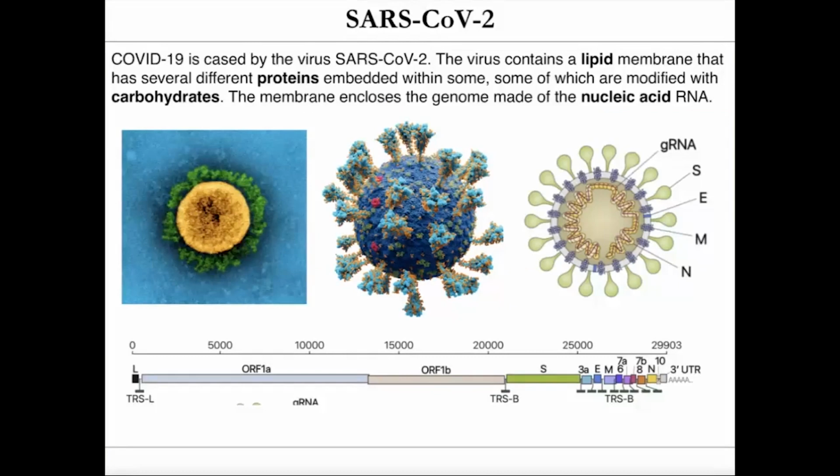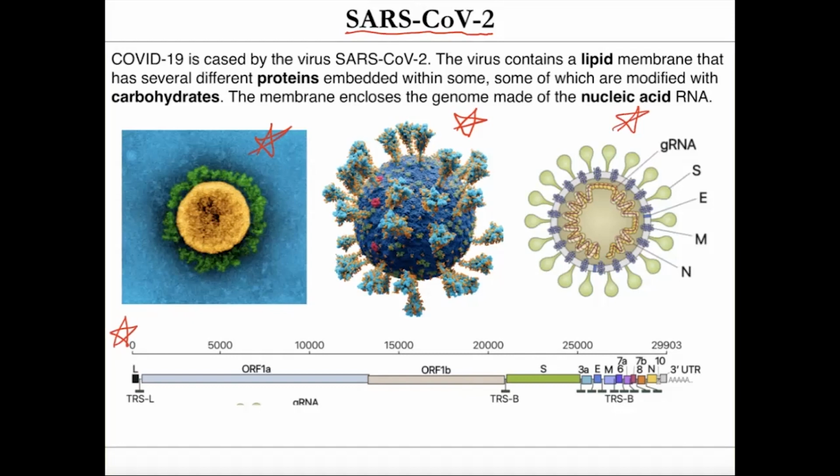Of course, the COVID-19 pandemic was caused by the virus called SARS coronavirus 2. SARS-CoV-2 stands for severe acute respiratory syndrome coronavirus 2, because there was a SARS-CoV-1, which occurred earlier in the 21st century. Here is an electron micrograph of the actual SARS-CoV-2 virus. Here is a diagram of what it looks like, and here's more of a cartoon diagram. And then here is the genome of SARS-CoV-2.